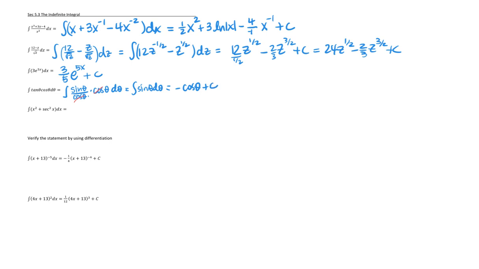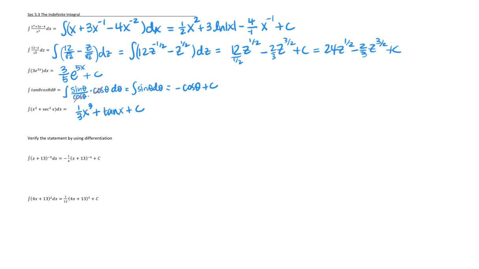Okay, and here I have x squared plus secant squared x. So if I want an antiderivative of that, I'll have 1/3 x cubed plus, what has derivative secant squared? Well, I know that the derivative of tangent is secant squared plus c. The next one says verify this statement by using integration.